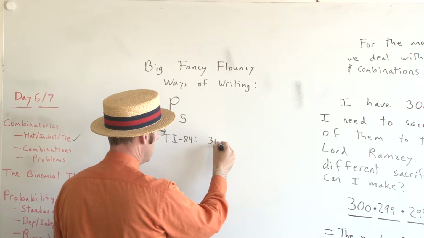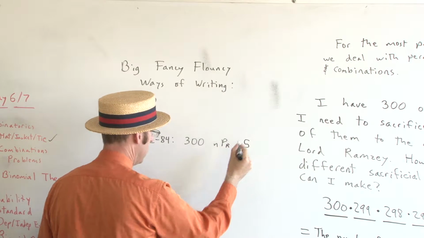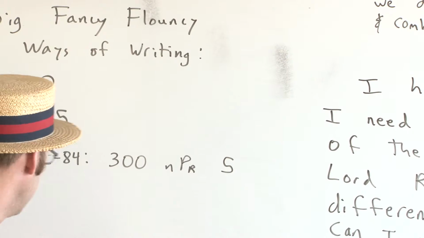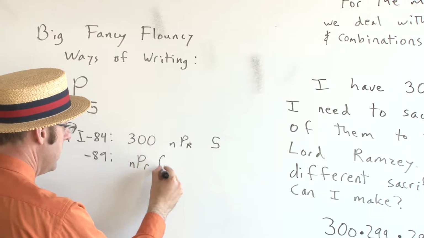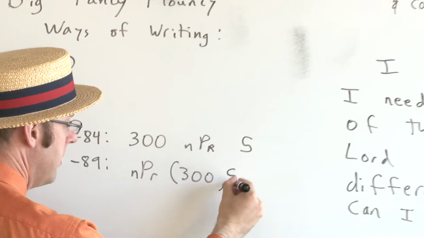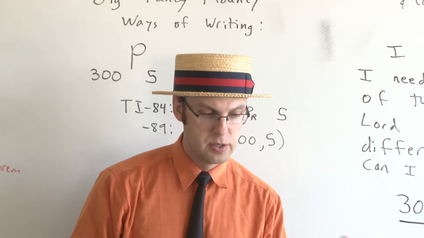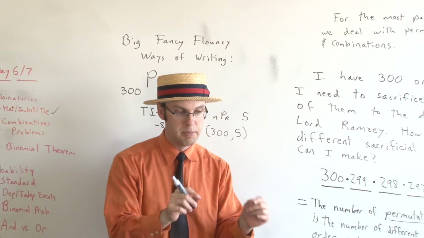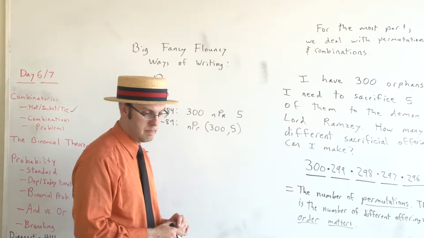Where's that button? 300, NPR. On the 89, if I recall, you do the NPR button, and then you would do 300, 5. And on that one, it's under one of your subcategories, and I think it just has little boxes for you to fill in. Okay. That's usually how it works. You just type it in.